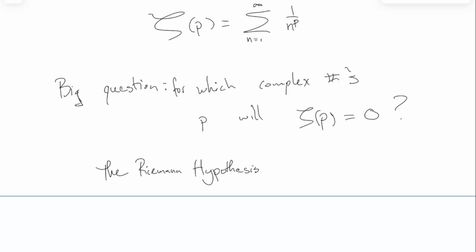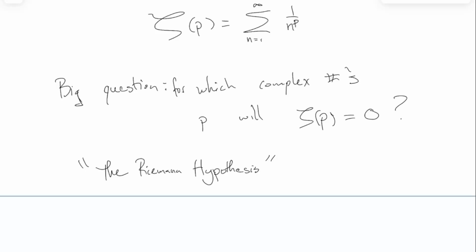Riemann had a specific hypothesis about which p satisfy this, but he was not able to prove it. And this is in the late 1800s, when Riemann was doing this work. And at the beginning of the 20th century, this became regarded as the most important unsolved problem in mathematics. And today, it remains unsolved.